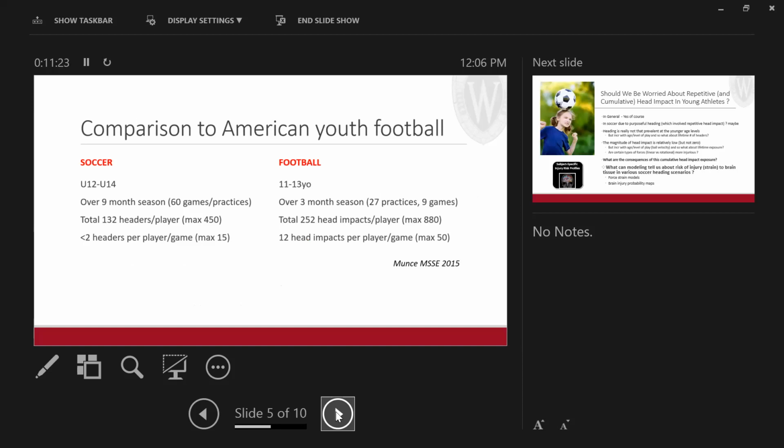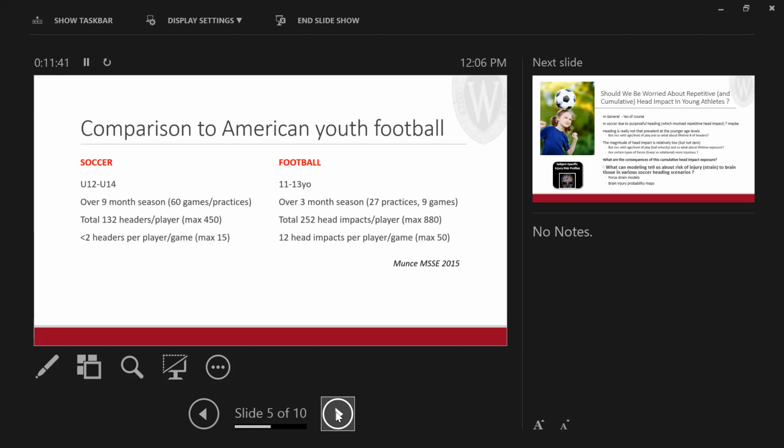Here's the only study I could find that really directly compared youth soccer and youth football, because so much of the research has been focused on football, which is one of the reasons we are working in a different sport, because the world of football and concussion and head injury is pretty crowded.